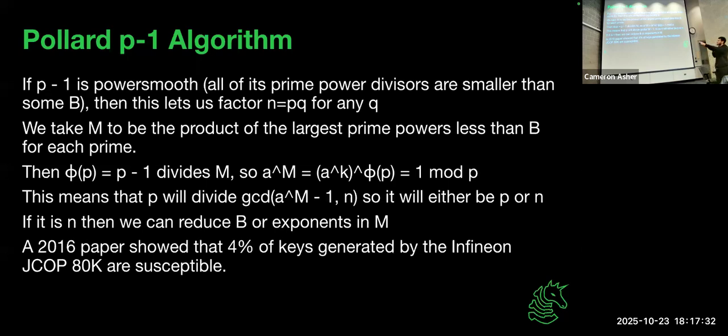And if there's any prime that divides P minus 1 and doesn't divide Q minus 1, you can still get it to work. Again, if we have good prime generators, then we're never going to get P minus 1 power smooth, because the chance is so low. But in 2016, 4% of the keys generated by a smart card were susceptible to this attack, and they were able to crack them easily.